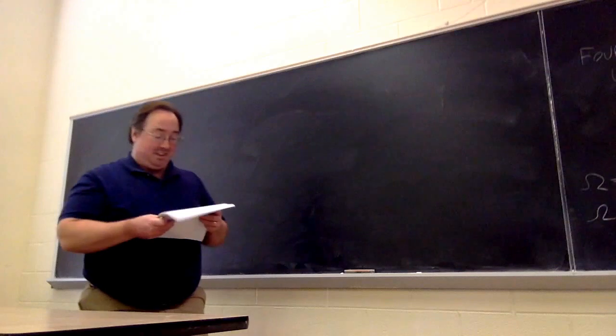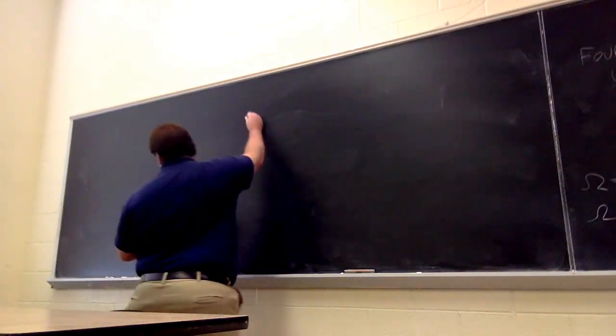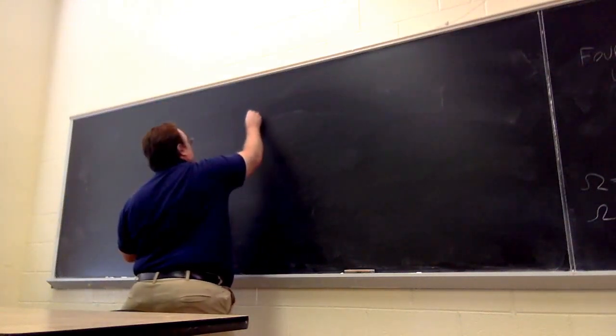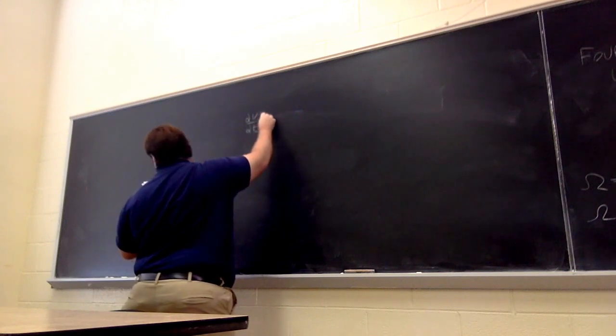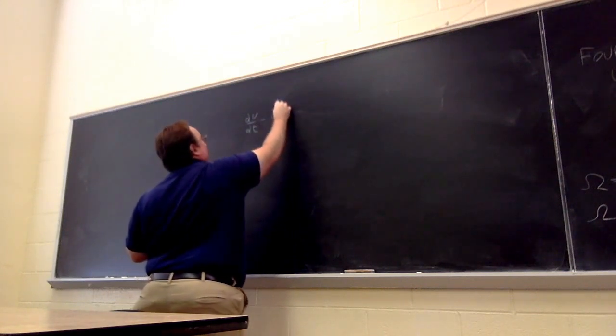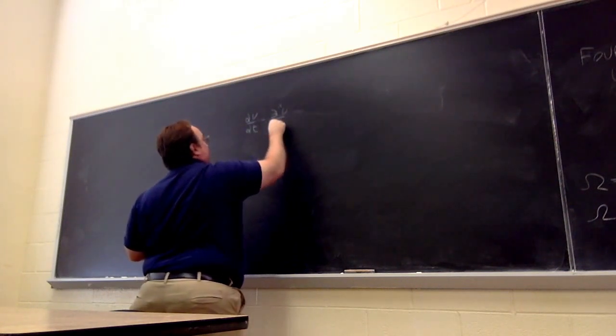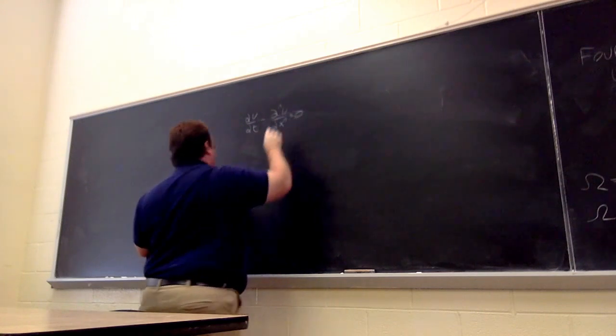All right, so the PDE we're going to look at is u t minus the nth derivative of u with respect to x is equal to 0.